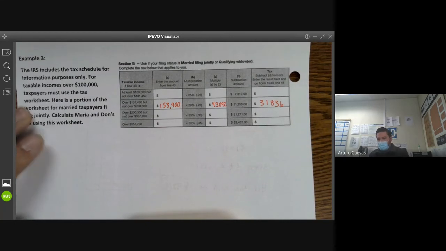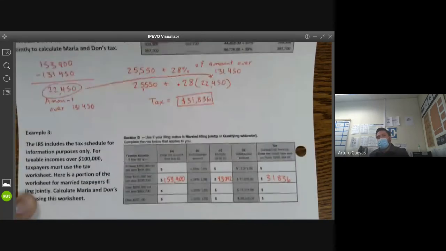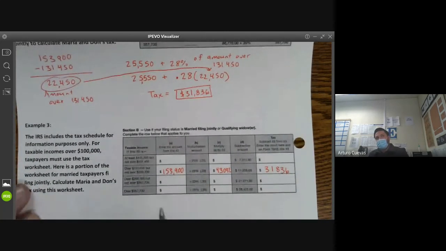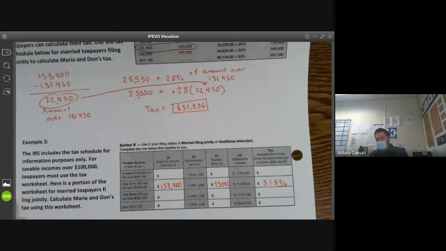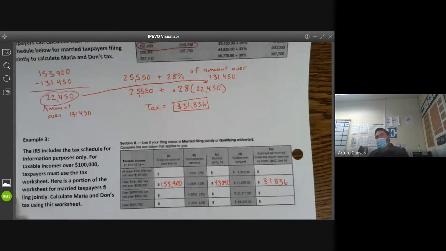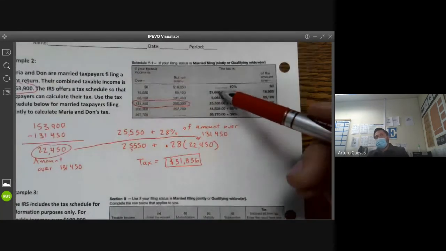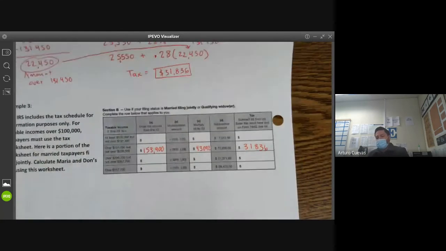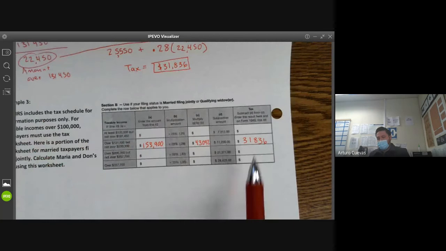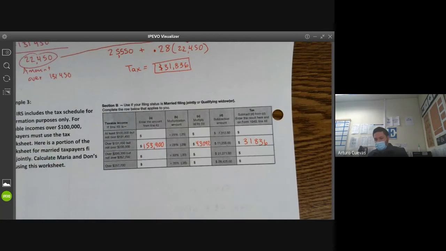Okay. Now, which one was easier? I would argue that the second one was easier, right? It tells you what to multiply and stuff like that. All right. The IRS provides these tables for you. The services that you pay for sometimes give you a little bit more help like this. Okay. So that is the example.